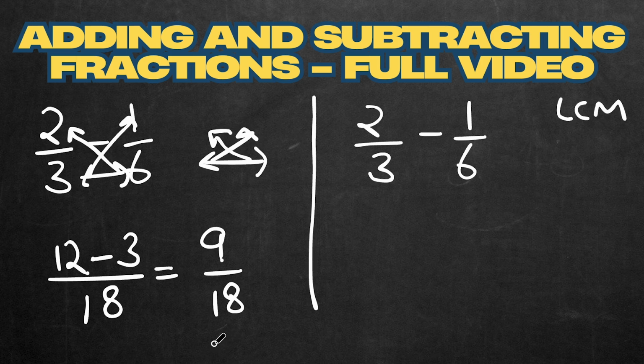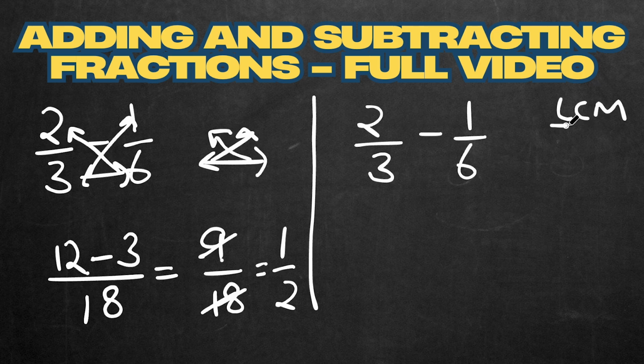Can I simplify it? I can, because as you can see, 9 times 1 is 9, 9 times 2 is 18. So that's my final answer, 1 over 2. Right? Now let's try the formal method, right?